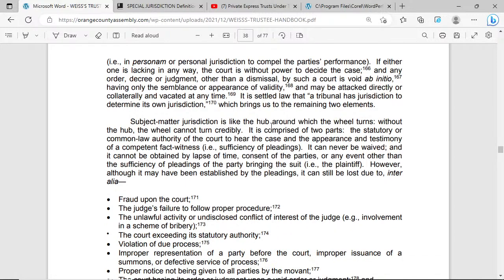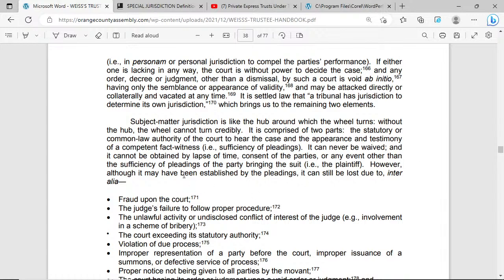Subject matter jurisdiction is like the hub around which the wheel turns. Without the hub, the wheel cannot turn credibly. It's comprised of two parts, the statutory or common law authority of the court to hear the case, and the appearance and testimony of the competent fact witness, sufficiency of pleadings. Subject matter jurisdiction can never be waived. And it cannot be obtained by lapse of time, consent of the parties, meaning you can't confer subject matter jurisdiction to a court, or any event other than the sufficiency of pleadings of the party bringing the suit.